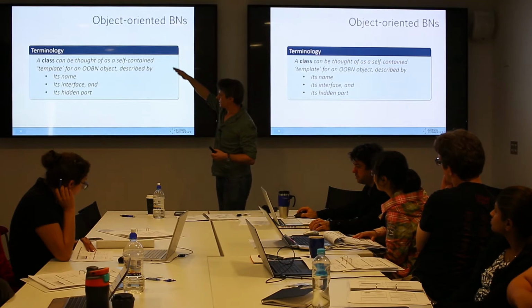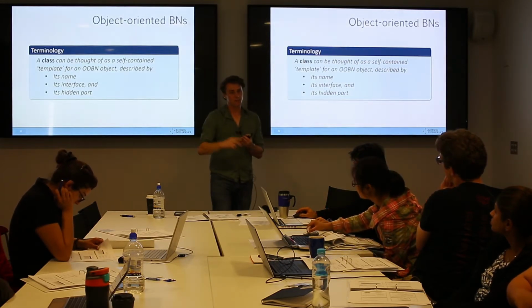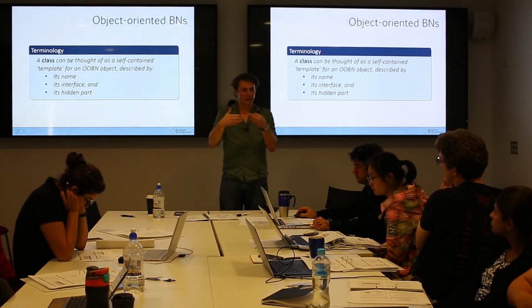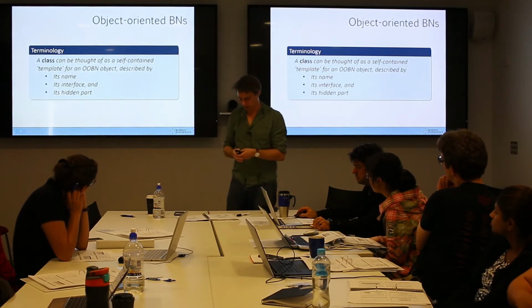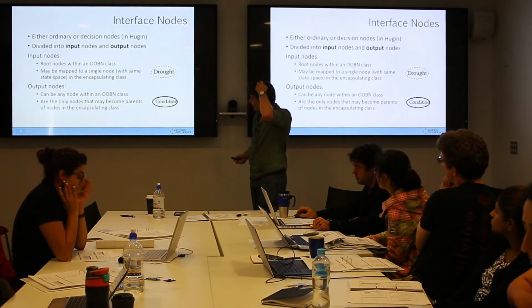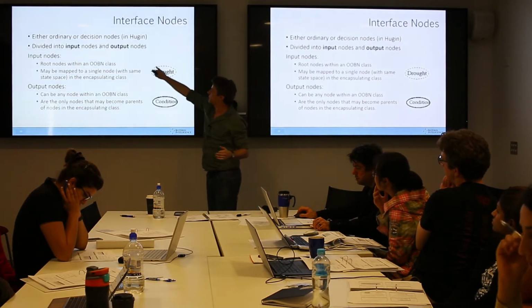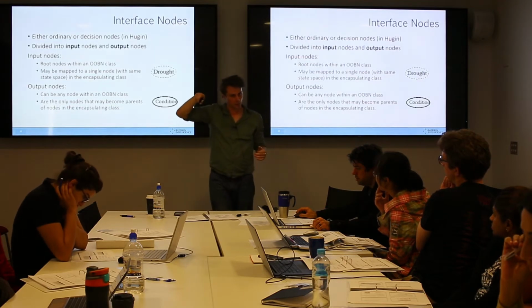So the class is a template for an object, and it's going to have a name. It's going to have an interface which defines what inputs can go into it and what outputs we can read out, and some hidden part which is like its own business. This is all encapsulation stuff for our object-oriented research. We have some notation here about this. So we have our input nodes, and we denote them by using a dashed node line.